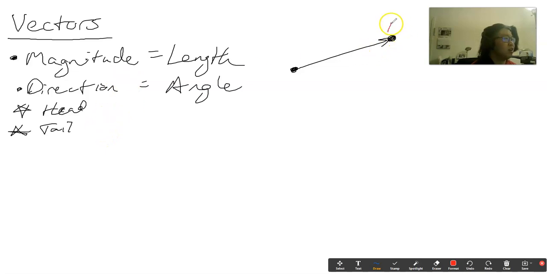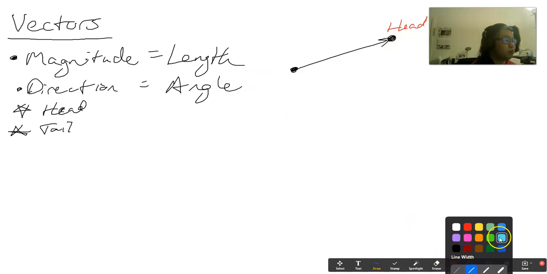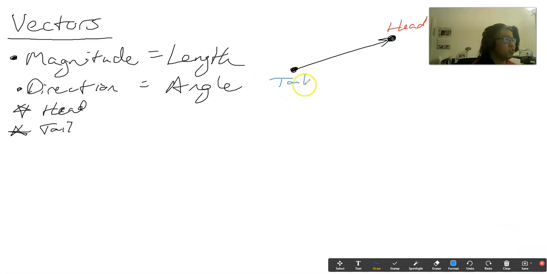The head is right here. This is where you're ending, and the tail is right here. That's where you're starting. Of course, we're talking about a direction. This is what the arrow is representing. So this right here is our direction. And we can tell based on where it is in the plane what angle it is. But typically the direction and angle are the same, right? It is going at that angle. And finally, we have magnitude, which of course refers to the length of the whole thing.